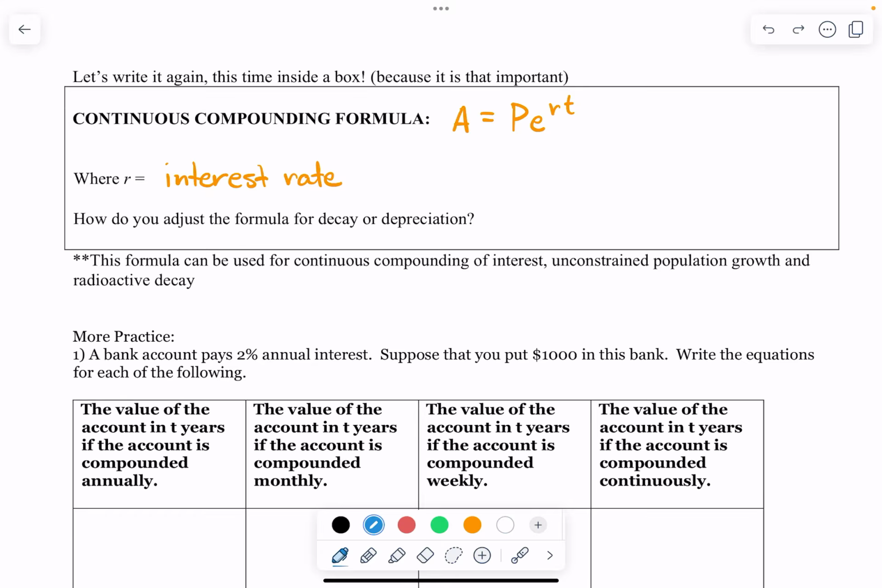What we'll do here to account for that, if there's decay, is that the R value would become negative. Okay, so say it was decaying continuously at a rate of 2%, then our R value would be negative 0.02 in that case. Continuous interest is the only time where we will use a negative R value if it's decaying. No other time do we use this, but for continuous interest, we'll see this happen if it decays. All right.